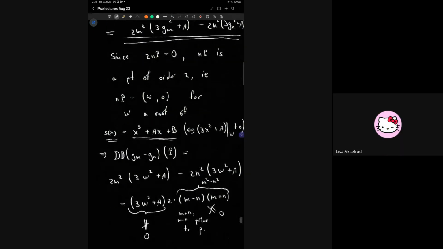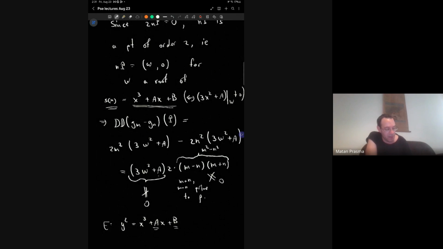Okay, so I know that 3 omega square plus a is non-zero. It's basically because omega is not a double root, or because omega is a simple root of S. By the way, to say that omega is a simple root of S is equivalent to saying that E is smooth. This was kind of the idea behind this property.